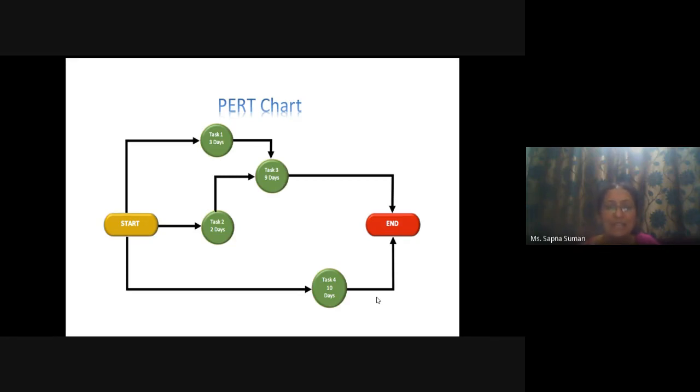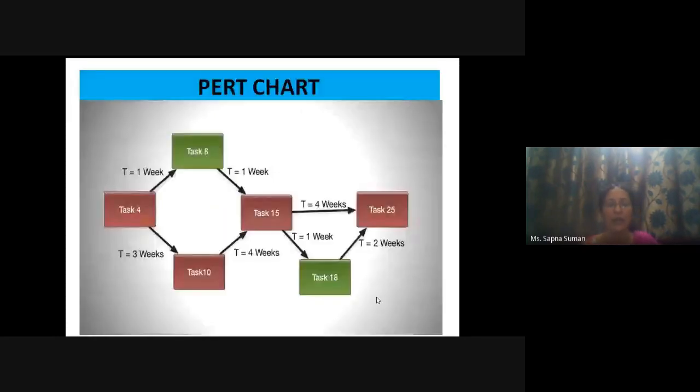So these are the three terms: the shortest path, the longest path, and the most probable path or the most probable time. Up to this much we discussed yesterday.